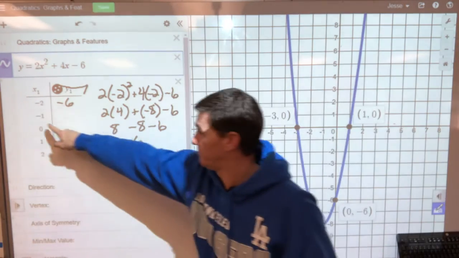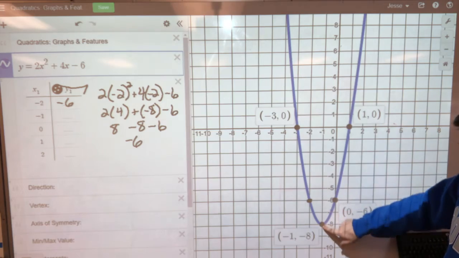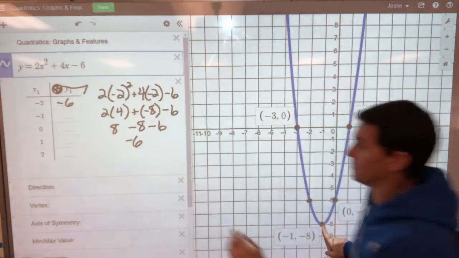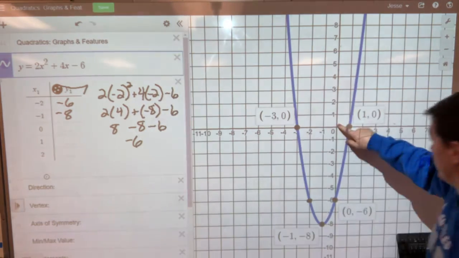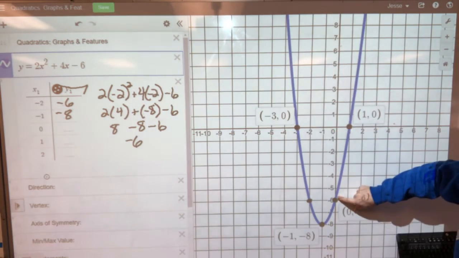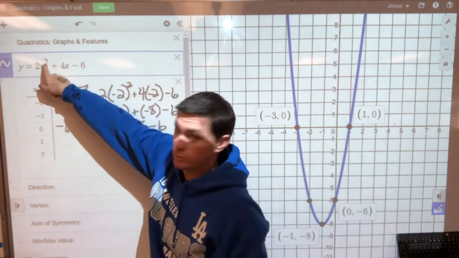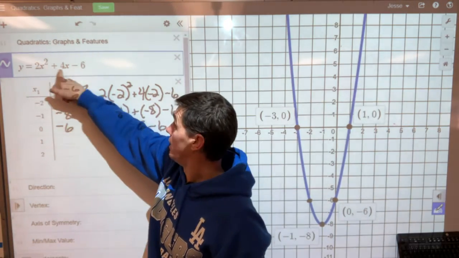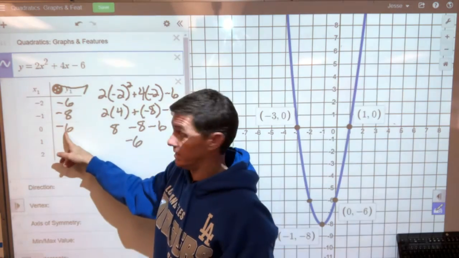So let's use the graph to fill in negative 1. When x is negative 1, y is down here at negative 8. So I know that this is negative 8. Same thing at 0. Plug in 0, and my output is negative 6. Now 0 is nice because if you plug it in, 0 squared is 0 times 2 is 0, and 4 times 0 is still 0, so we got 0 plus 0, take away 6 gives us negative 6.